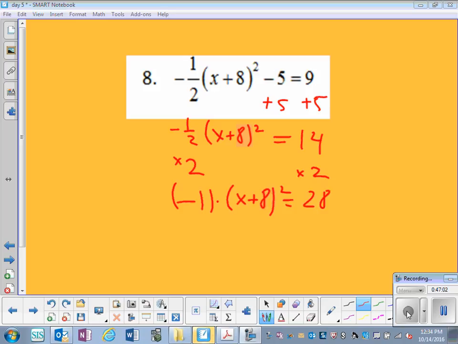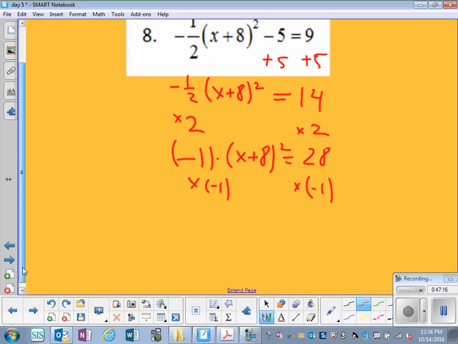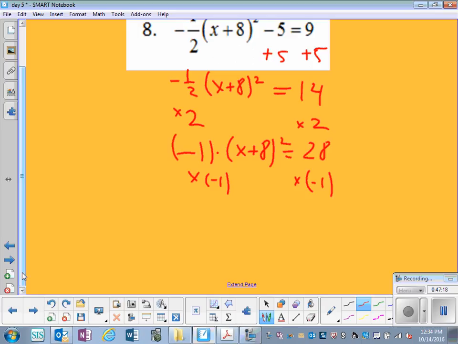But I still need to get rid of the negative. So I could now multiply it by negative 1, but we did it together. We wanted to do it at the same time, but I could totally do it separately, right? So now I'm getting rid of the negative 1 by multiplying or dividing by negative 1. So (x plus 8) to the power of 2 equals negative 28. Alright?